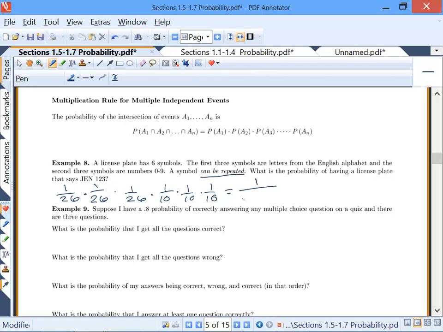So we get 1 out of 17,576,000. It's 5.68 times 10 to the negative 8. Okay. Did my answer change quite a bit from the last one? Remember what the last one was? I think it was 8 point something times 10 to the negative 8.